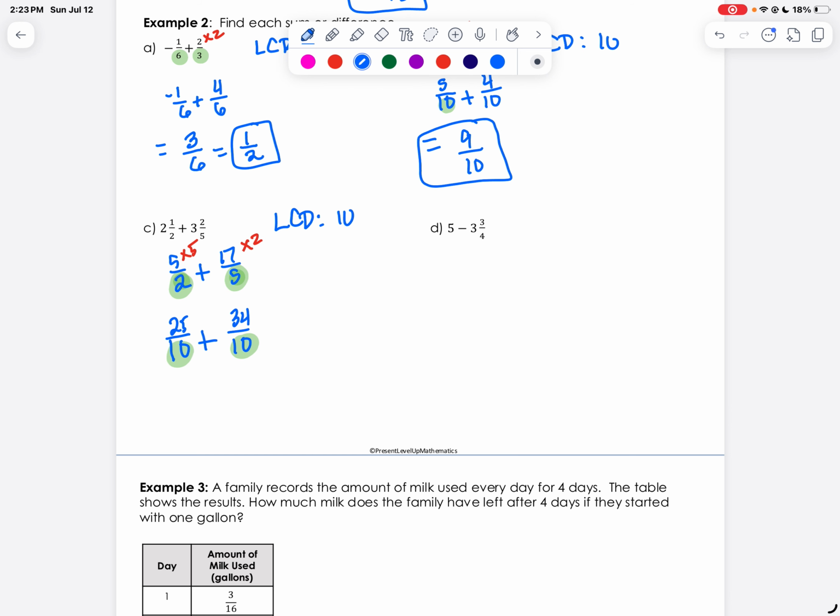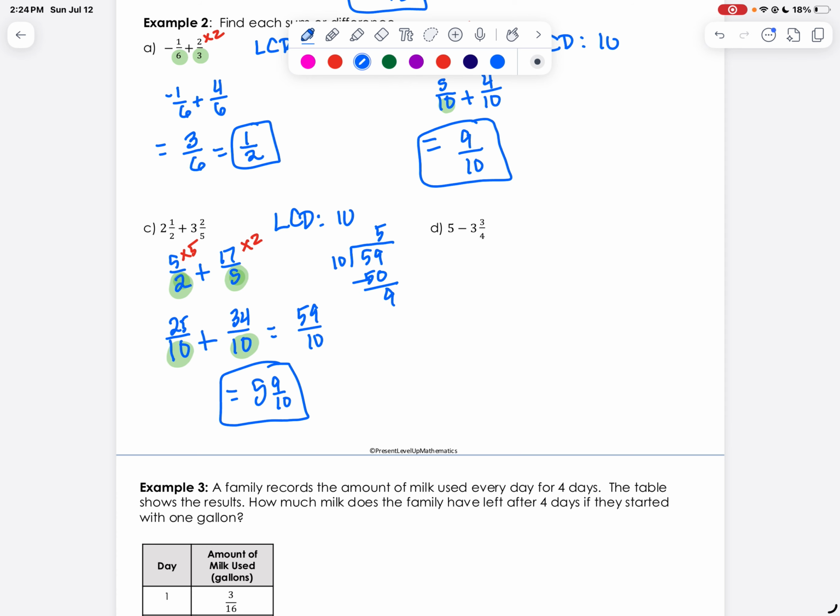Now that you have a common denominator, you can add these up. 20 plus 30 is 50, and 5 plus 4 is 9. So this would be 59/10. Now, to turn that into a mixed number, I could say 10 goes into 59 5 times. 5 times 10 is 50. Subtract. So 5 and 9/10.